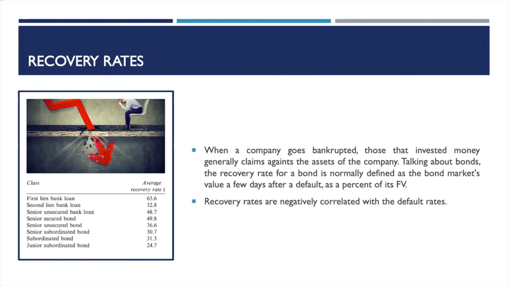For example, we can note that the bank loans with a first lien on assets had the best average recovery rate, and for bonds, the best average recovery, of 49.8, is for senior secured bonds.